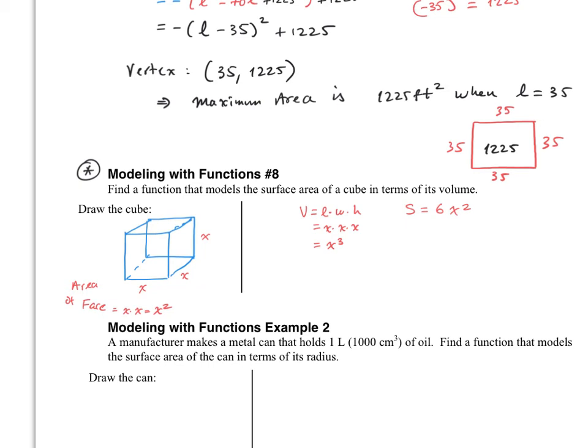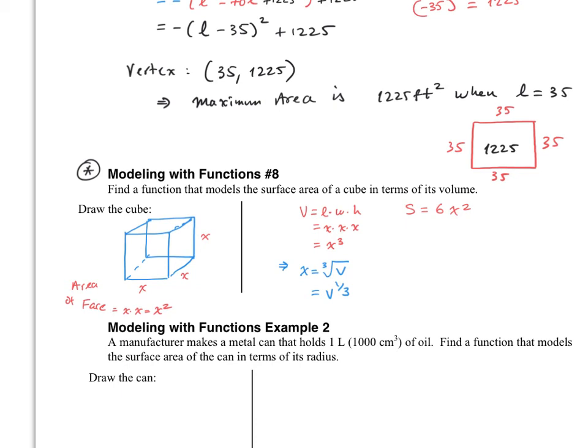Here the question is asking you to find a function that models the surface area, which is this one, in terms of the volume, which is this. So therefore you need to solve for x in here. So if this is the case, that means that x is equal to the cube root of V, or V to the 1/3. It's the exact same thing.